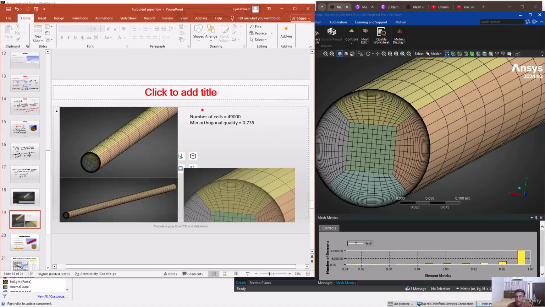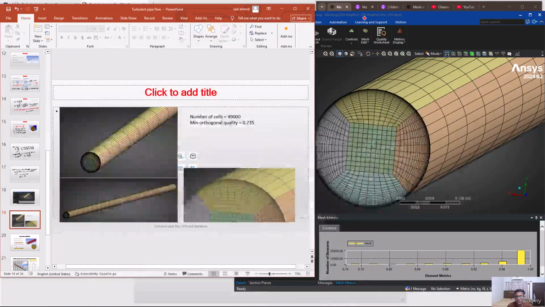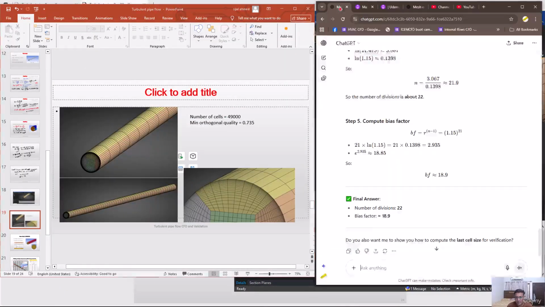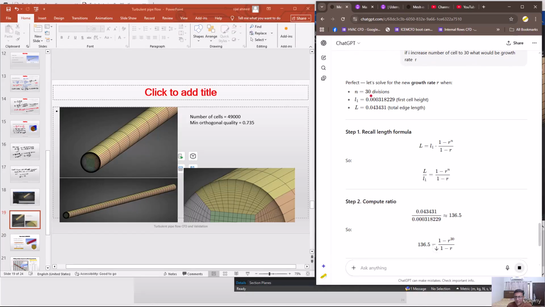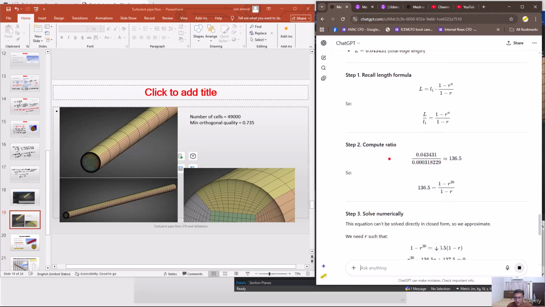the first cell height constant, then for example let me give you an idea. If I want to increase the number of cells, so if I increase the number of cells to 30, what would be the growth rate R? Okay, so the length is the same, which we cannot change, and the number of divisions we change to 30. First cell height remains the same, edge length remains the same. So what we are concerned with is the growth rate.